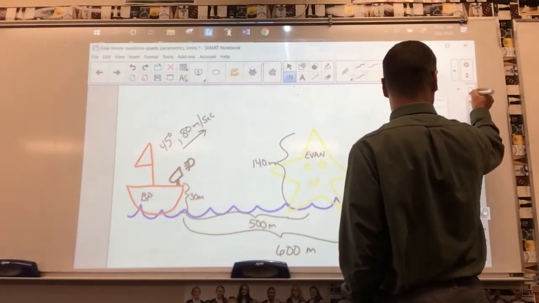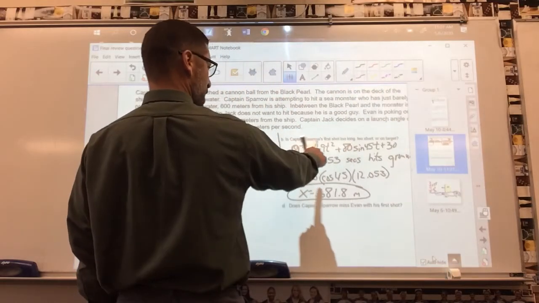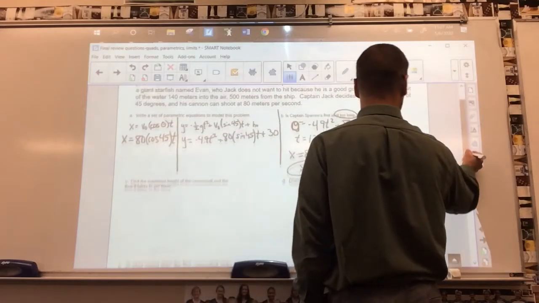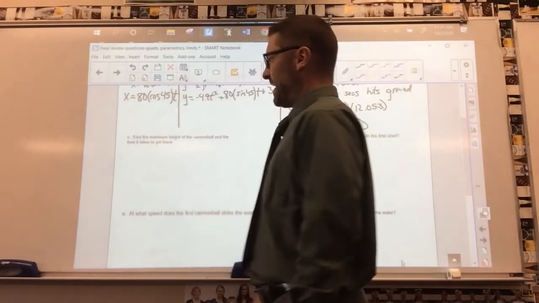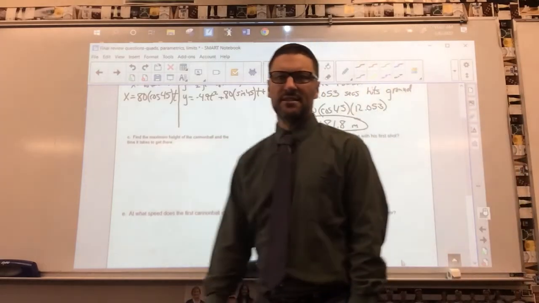So let's go back to our sheet here. Too long, too short, or on target. He shot way too long. Too long. All right, letter C. Find the maximum height of the cannonball and the time it takes to get there.